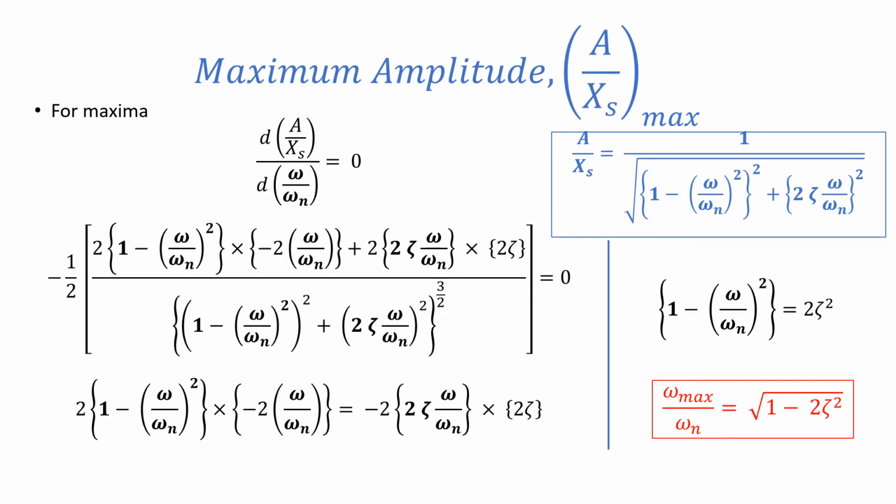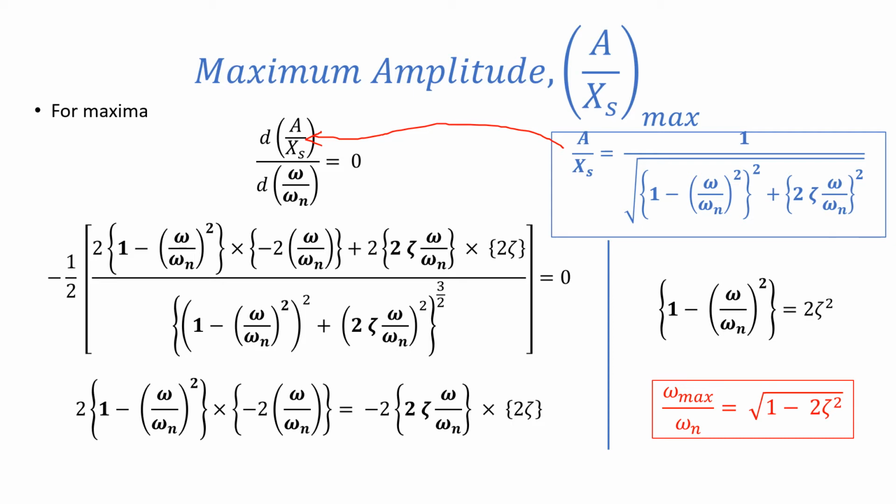Now we know the amplitude ratio for our forced vibration system. Then we find the maximum amplitude ratio or magnification factor A by XS. What is its maximum value? For maxima, we take the derivative of amplitude ratio A by XS with respect to frequency ratio, which is omega, frequency of external excitation, to omega n, natural frequency. And we put this derivative equal to 0. We know the value of A by XS. We put it here.